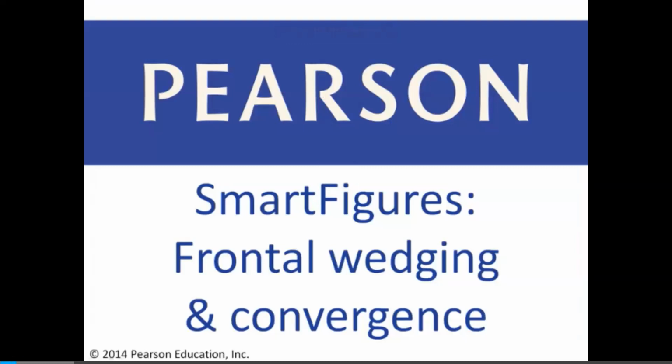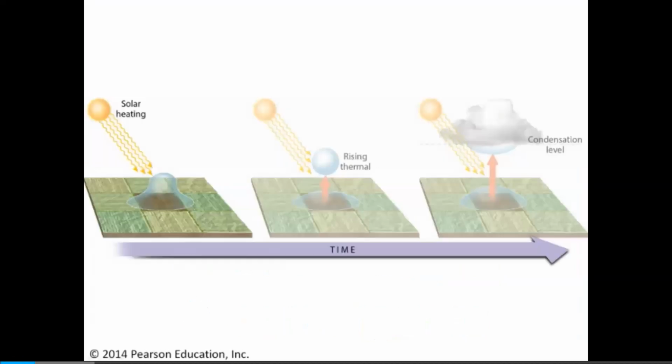After watching this video, you should be able to describe how convergence results in frontal wedging and cloud formation. Let's begin by taking a look at localized convective lifting.